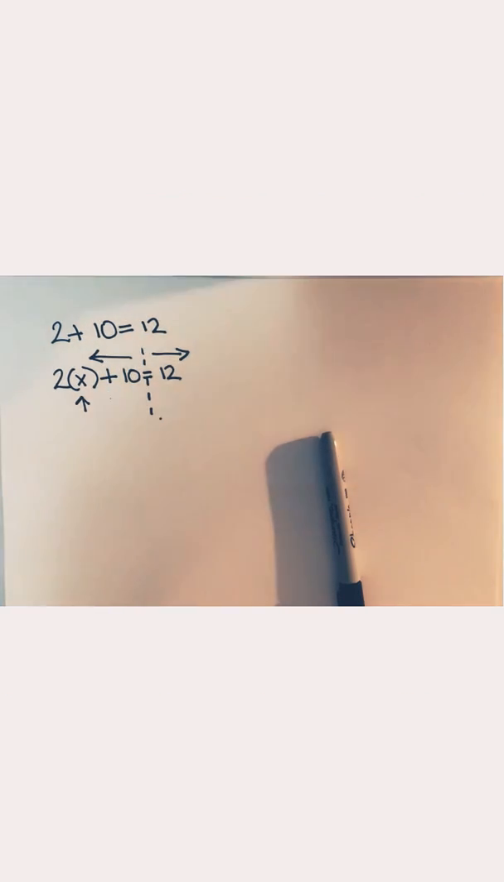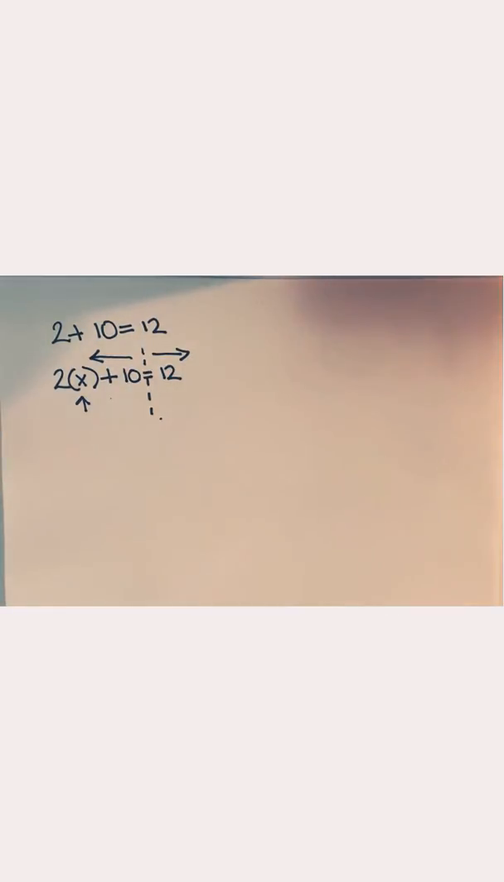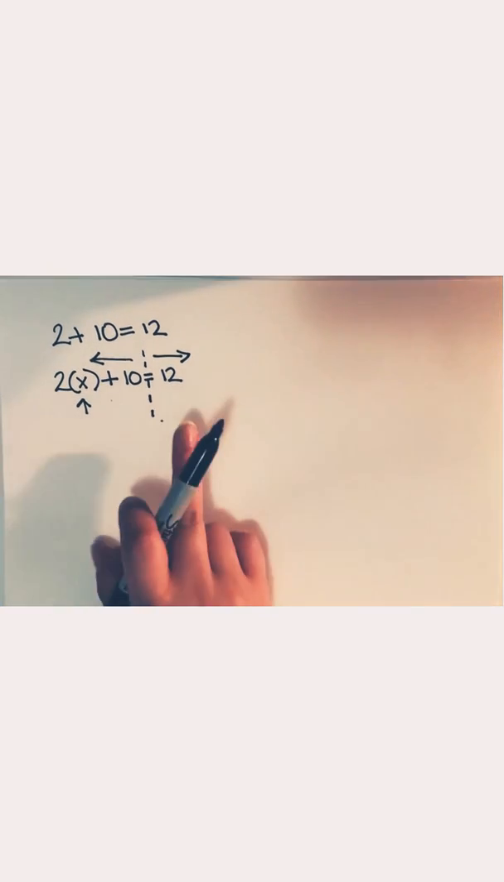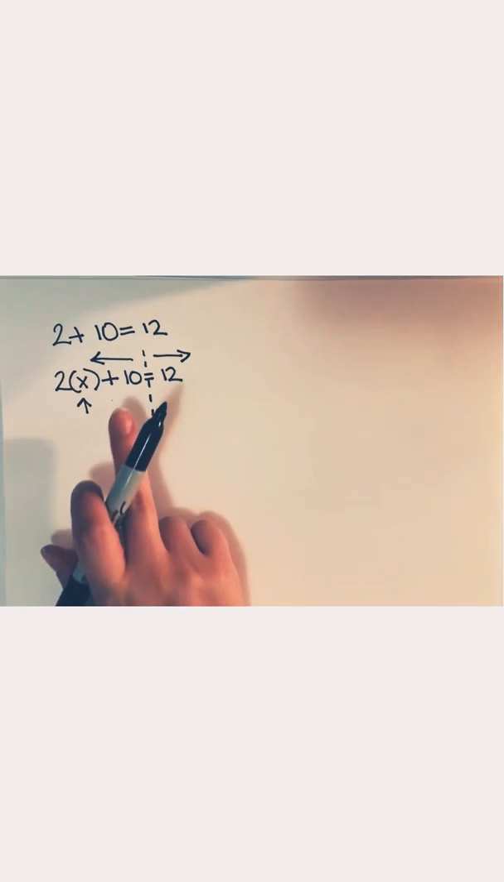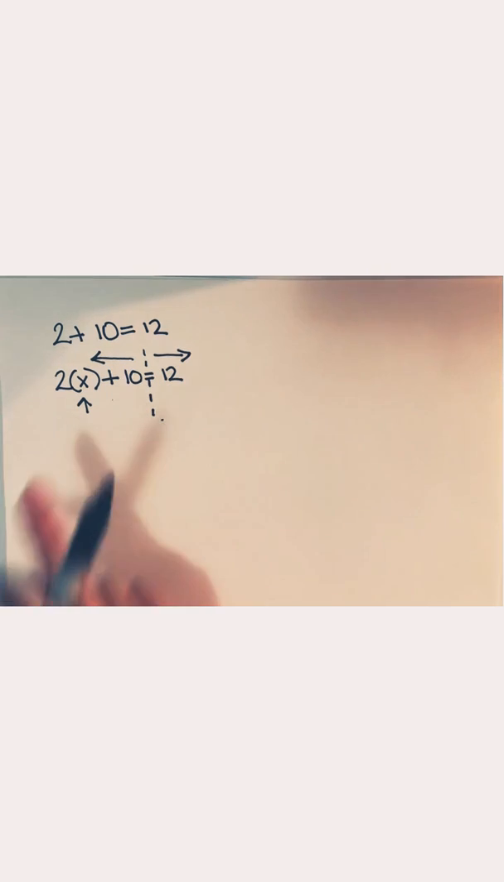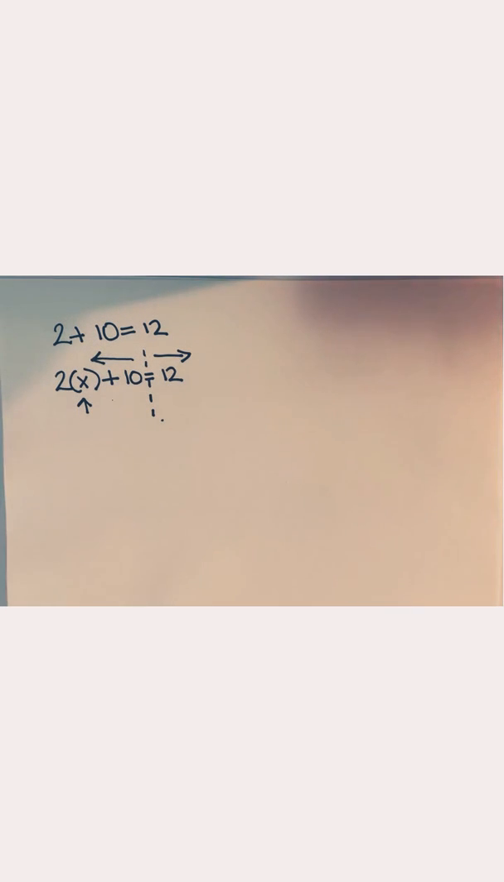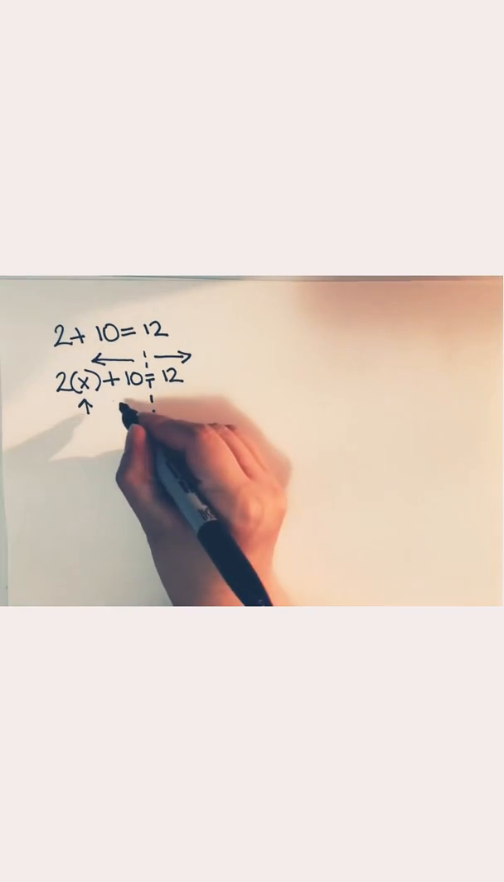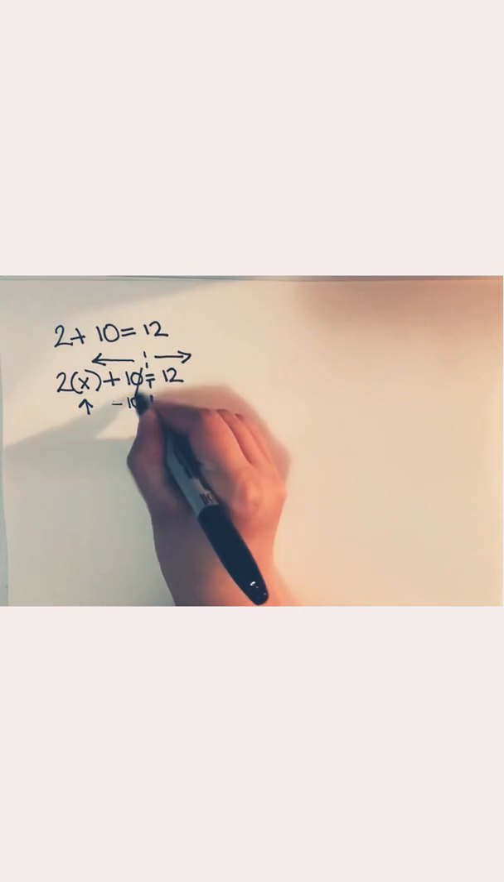Okay, guys, so you're trying to solve for X. Now, what we want to do is isolate the X. We don't know what X is. We know that the answer is 12. There's a 10 and there's a 2X involved. So the easiest thing to do first would be subtract the 10.